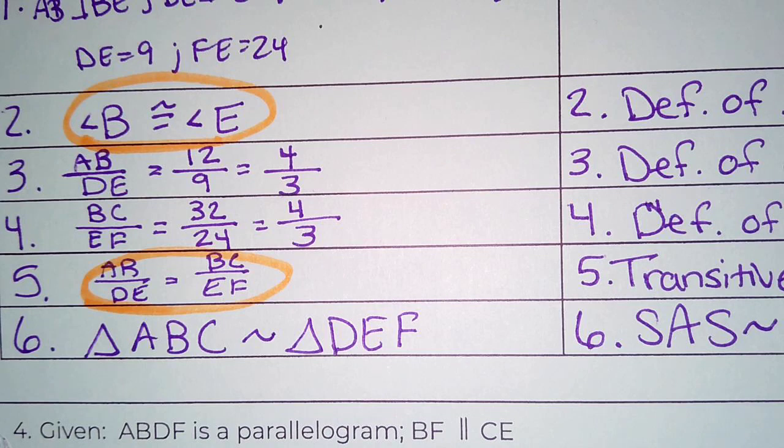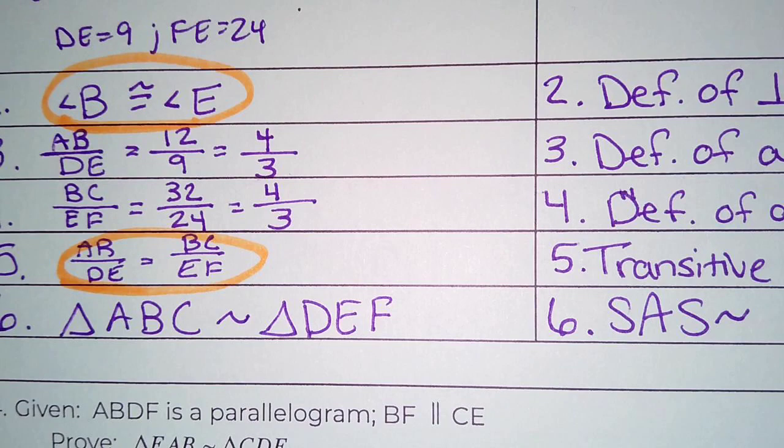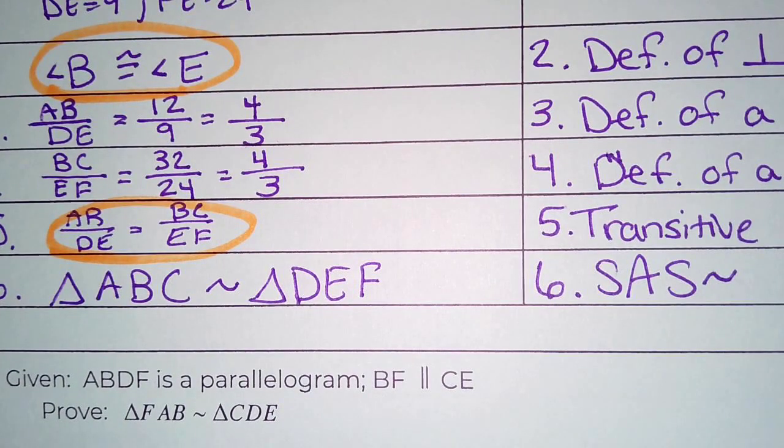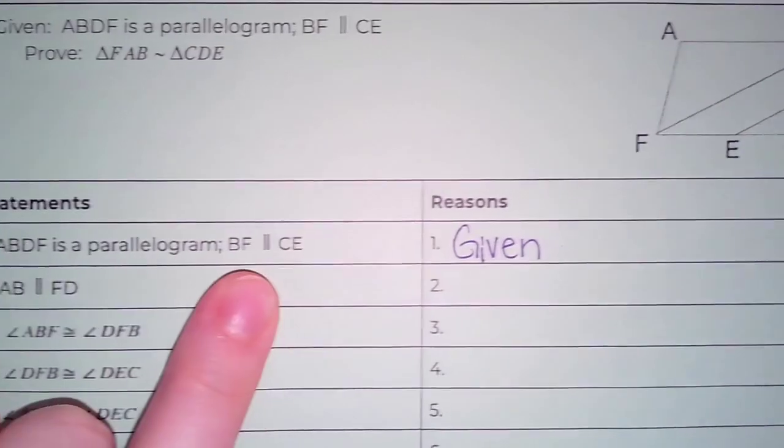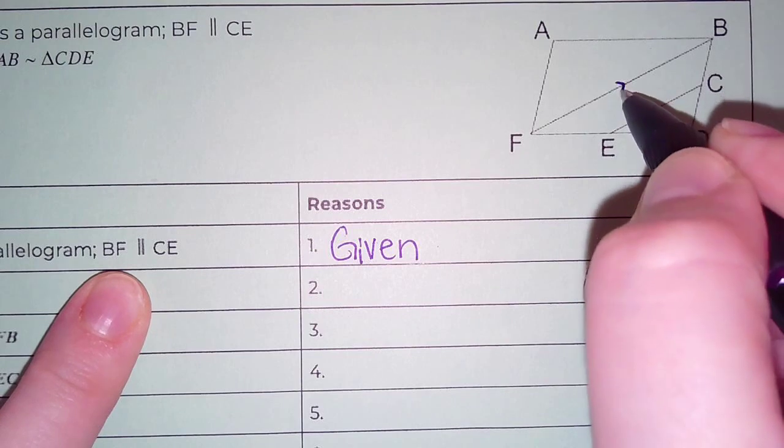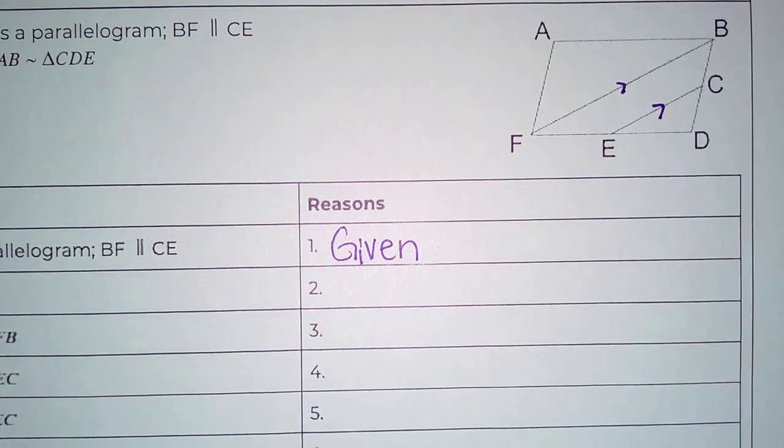Okay, number 4, we are going to walk through together. I did give you the left side of the proof. So step 1 is always your given. And I did list the entire given in that step. So ABDF is a parallelogram. Then I said that BF is parallel to CE. So I need the parallels in order to say like alternate interior or corresponding. You need to say that they're parallel first.